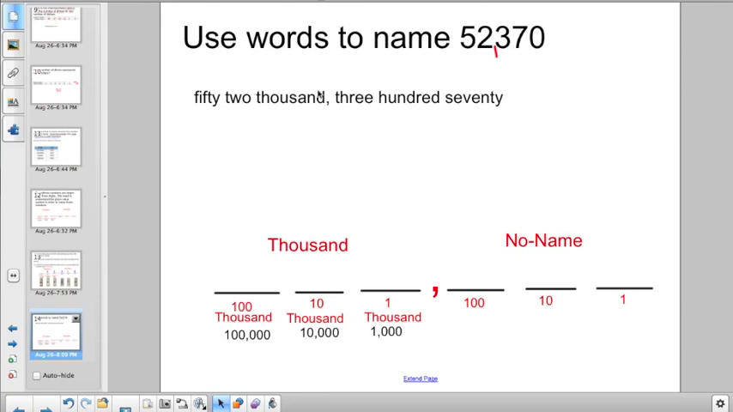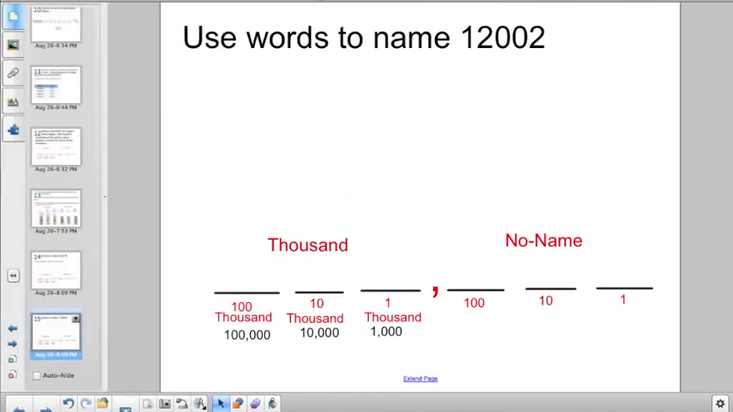52,370 is how to pronounce him. Let's try another one just like this, okay? Here again, they're not putting a comma in. That's not a typo. They're making sure you're thinking. We get at the end of the number every 3 digits. 1, 2, 3, comma. Once I have it separated, it's a whole lot easier to read, right?